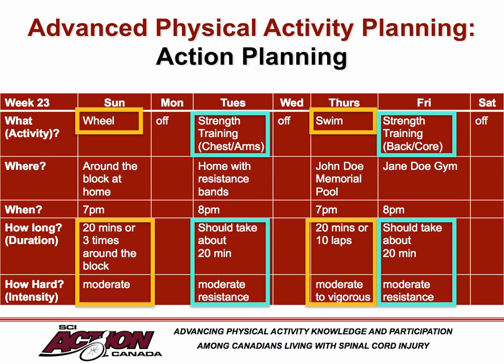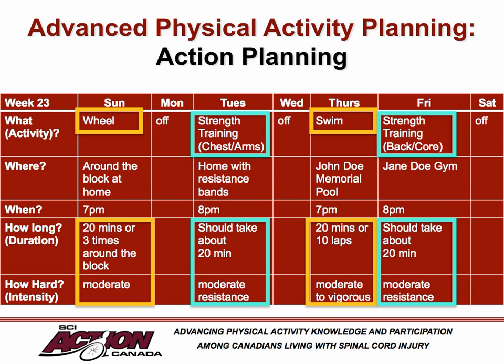This action plan also includes 2 days of moderate strength training exercises, represented by the green highlighted boxes. Thus, this action plan meets both the aerobic and strength training recommendations in the physical activity guidelines for adults with spinal cord injury. It is important to note that if a client is just starting out, it is recommended that they gradually progress to the level of intensity and duration that are recommended in the physical activity guidelines.